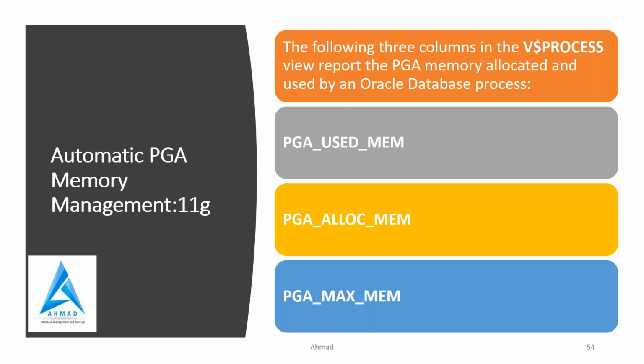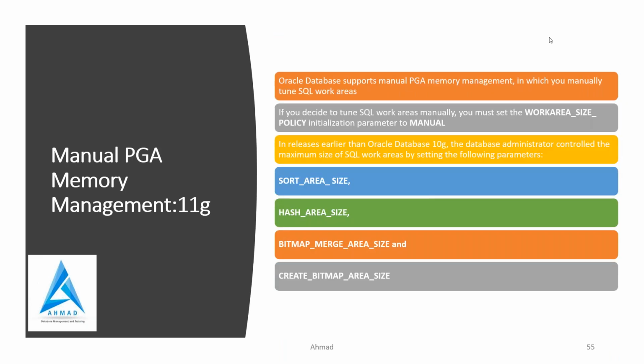And these are the 3 columns which you can check from V$PROCESS, and that will report about the PGA memory in your database. So PGA used memory, PGA allocated memory, PGA max memory, it will give you that. Any questions till now?